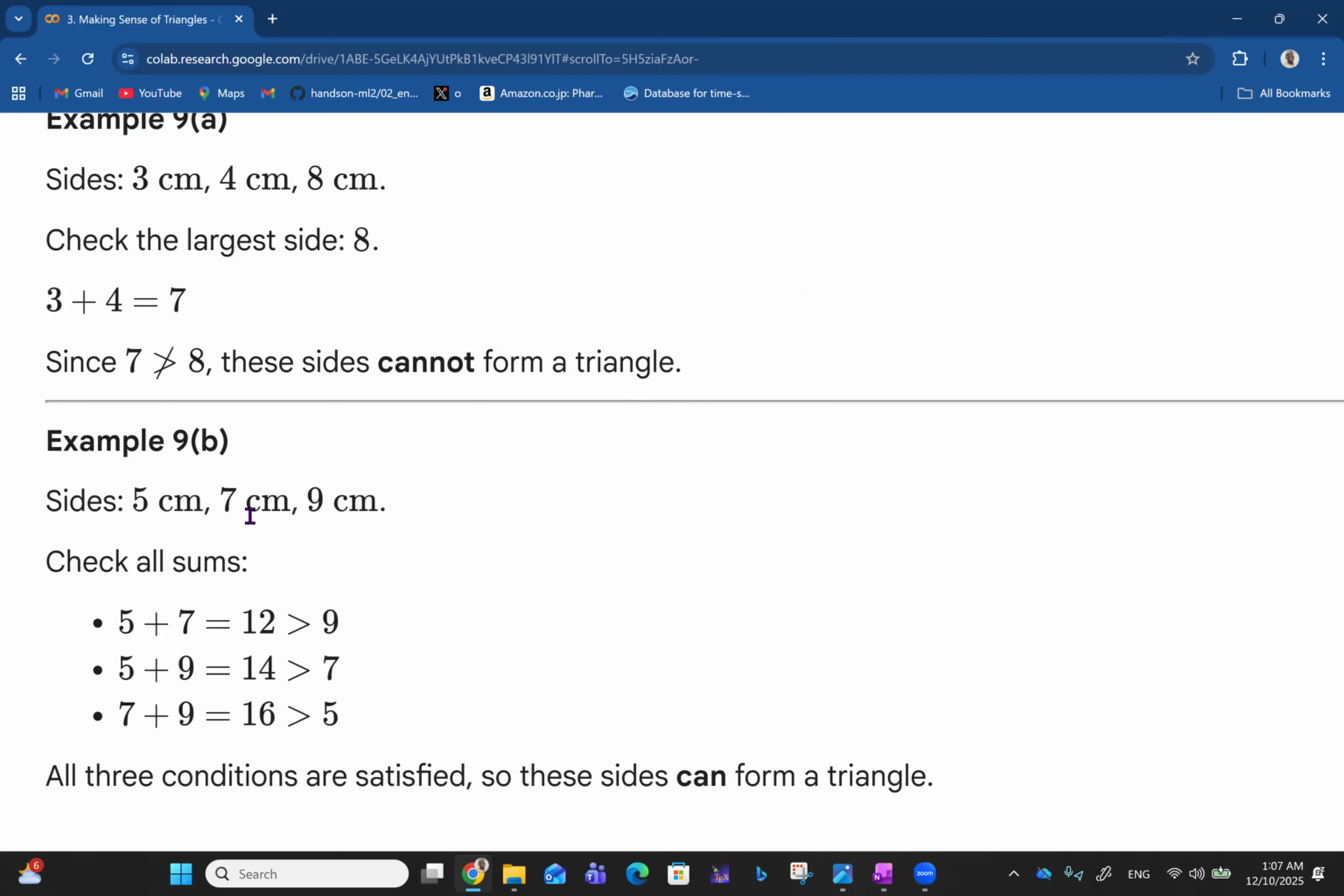So 5 plus 7 is 12, greater than 9, correct. 5 plus 9 is 14, greater than 7, correct. 7 plus 9 is 16, greater than 5, correct. So all three conditions are satisfied. So these sides 5, 7, and 9 can form a triangle, but sides 3, 4, and 8 cannot. No matter how hard you try to draw any triangle with this kind of size, it won't ever work.